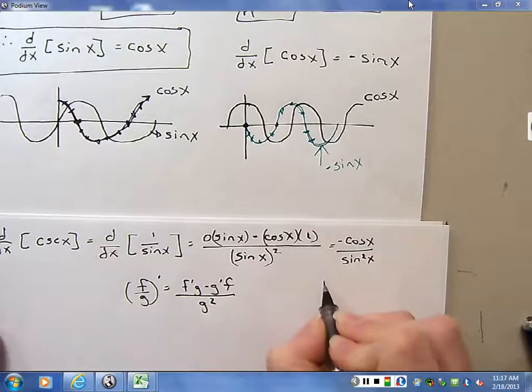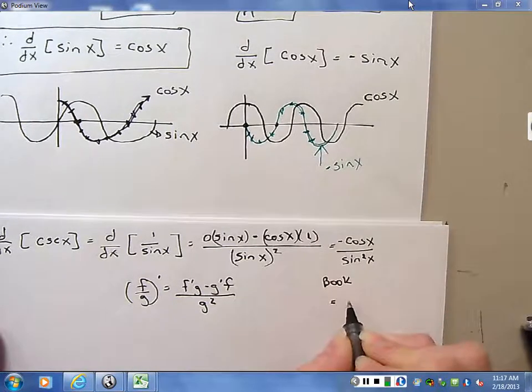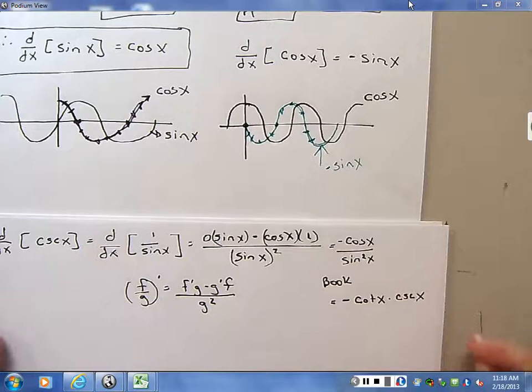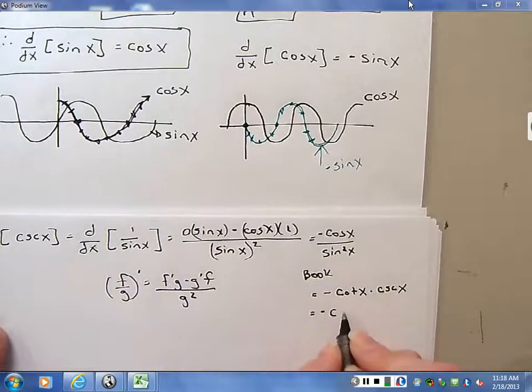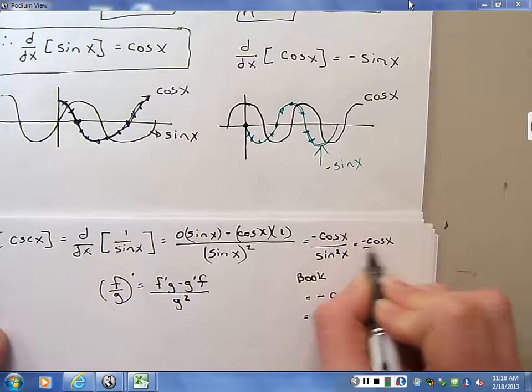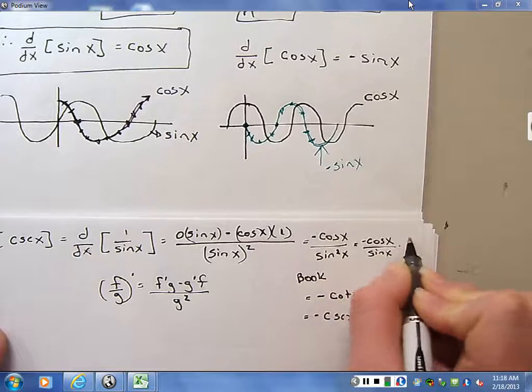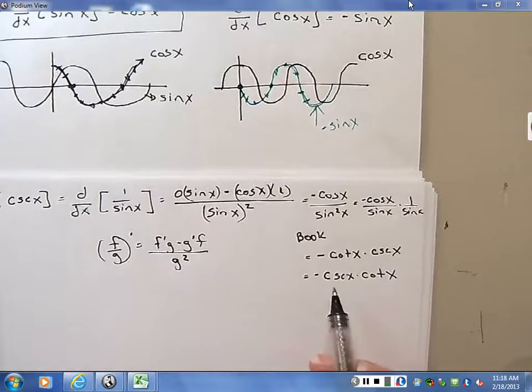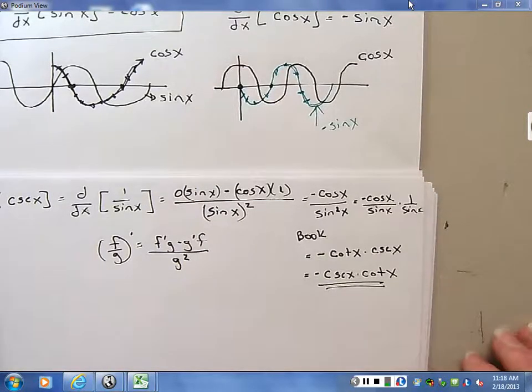Your book rewrites this as minus cotangent x times cosecant x. Or actually, I think they write it cosecant x, cotangent x. They're the same thing, right? You can see I can write this as minus cosine x over sine of x times 1 over sine of x. So I can write that as minus cotangent cosecant or minus cosecant cotangent. I think your book uses this one. Both of them are correct. Any way you put it in Wiley, they should accept it.